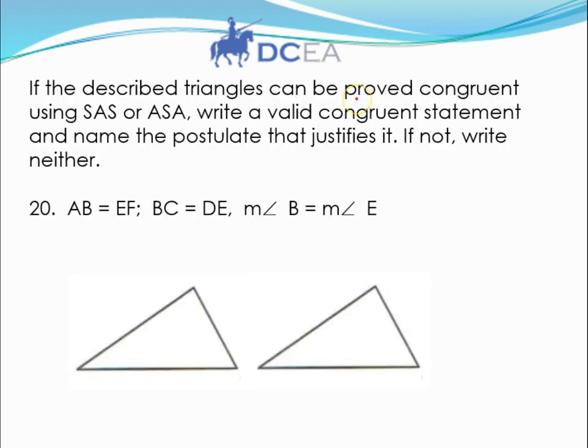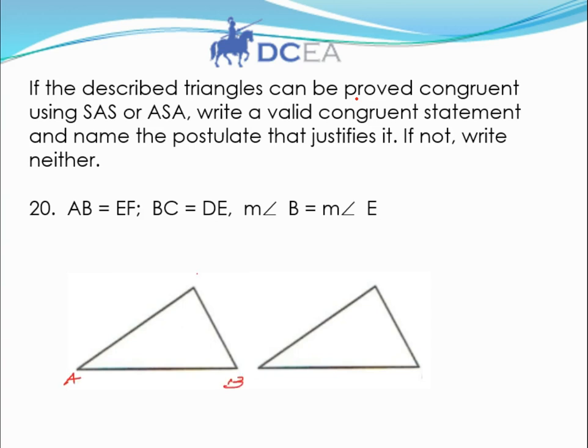If the described triangles can be proved congruent using SAS or ASA, write a valid congruence statement and name the postulate that justifies it. If not, write neither. So, number 20, it says AB equals EF, BC equals DE, and the measure of angle B equals the measure of angle E. So we have two triangles here, and we have to find out if we can say that they're congruent. So let me just go ahead and label.